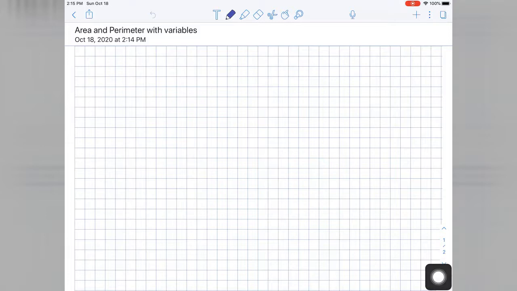All right, you guys, today we're going to talk about how we think about area and perimeter with variables. So I'm asking you to think about two different things that we've talked about so far in our review this year. We've already talked about area, and area for a rectangle would be the number of squares inside of it.